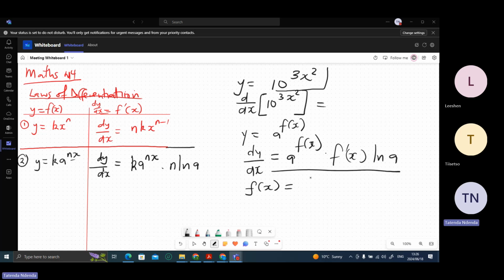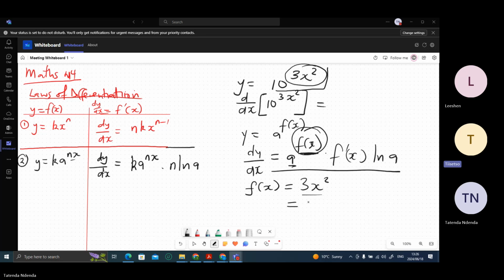Okay. So what we are saying, Lishan, is that we're having y is equals to 10 to the power of 3x squared. You see this one here, 3x squared. That's our function of x. We're together, right? From this equation here, you see we're having a and we're having a function of x. So this is basically our function of x. And if we differentiate 3x squared, how much do we get?